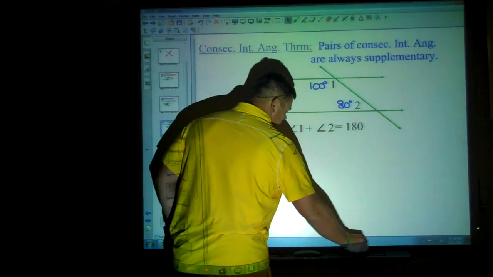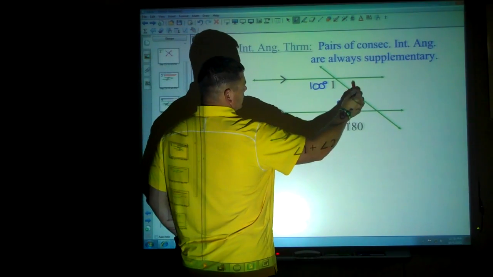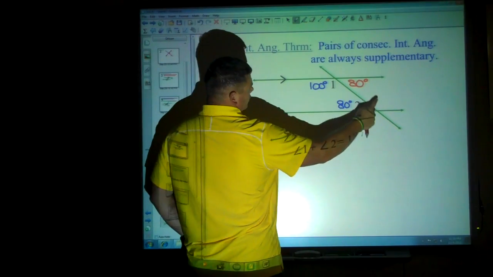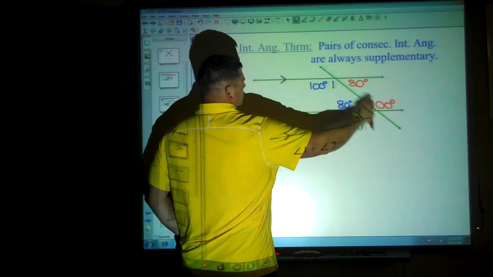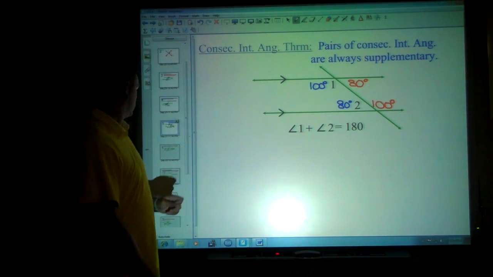Now, recall what we just talked about. We just said that alternate interior angles, which means that this angle and this angle are the same, that means this would have to be 80. And this is an alternate interior angle over here, which means it's got to be 100. But again, those are same side or consecutive interior angles. They're going to be supplementary as well.